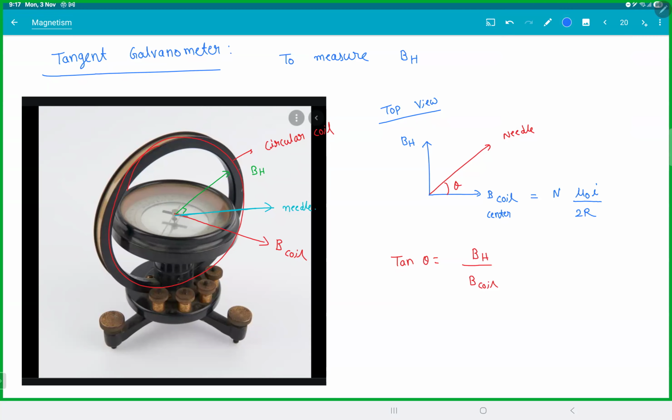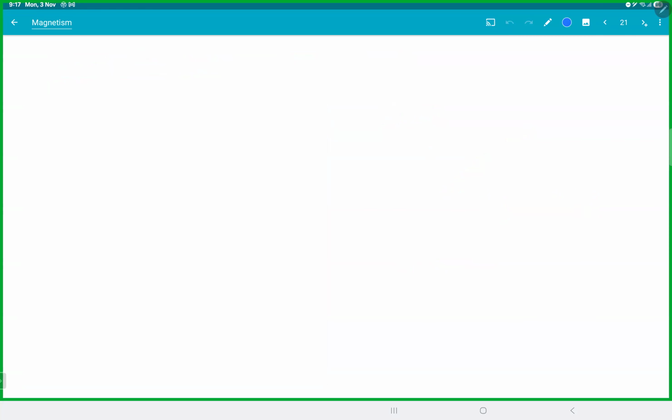Clear with this. So this is about bar magnets. This is one part of the chapter. The second thing is magnetic materials. This is also more theoretical, so listen carefully. If you see materials, we have three types: diamagnetic, paramagnetic, and ferromagnetic. So how do we classify them and what exactly are these?